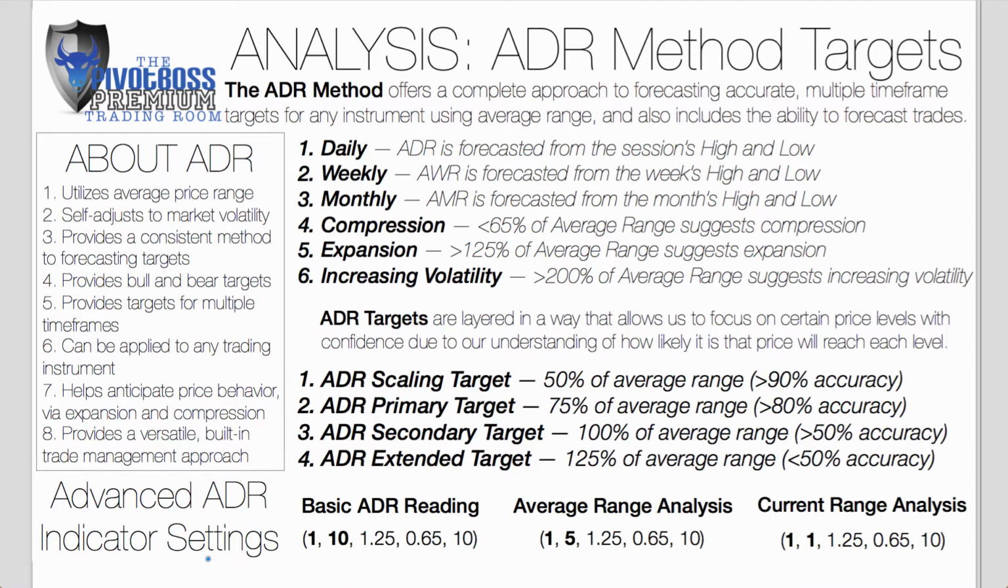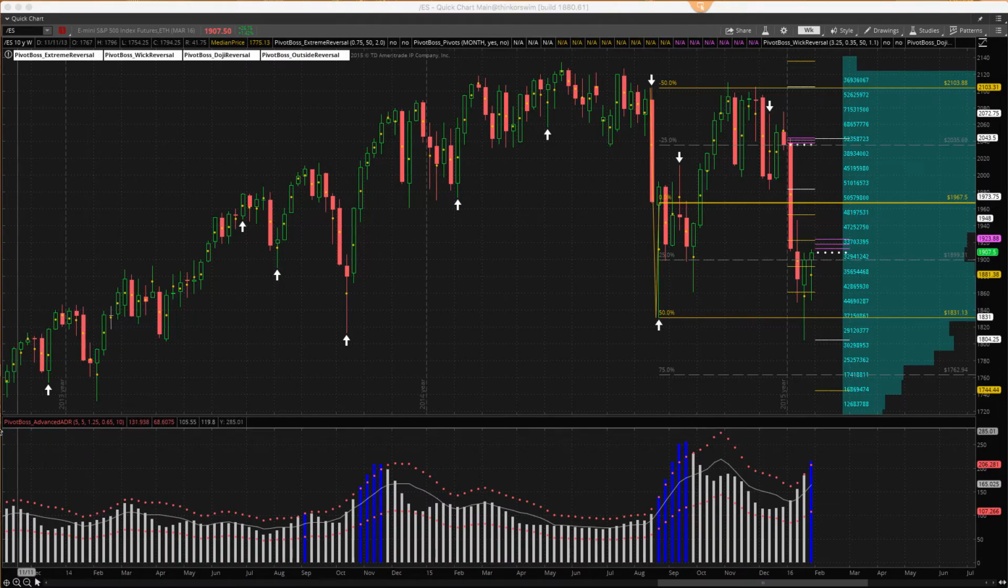So those are the 3 indicator settings that we have right now, and then of course you would just change the first number here for each of these different types of analysis to give you what you need. So let's drop into ThinkorSwim right now and let's take a look at the advanced ADR indicator. Right here at the bottom of the screen you can see PivotBoss Advanced ADR, and that's the advanced ADR indicator.